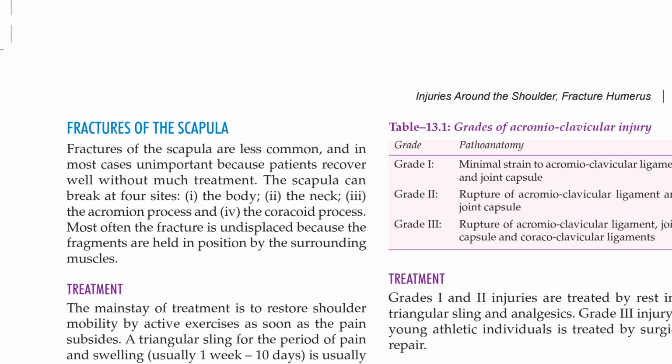Number 1 the body, number 2 the neck, the acromion process and the coracoid process. Okay, body, neck, acromion process and coracoid process. The most often fracture is undisplaced because the fragments are held in position by the surrounding muscle.